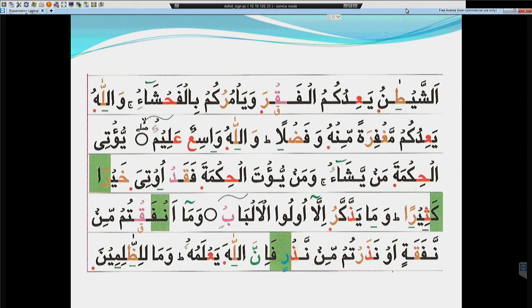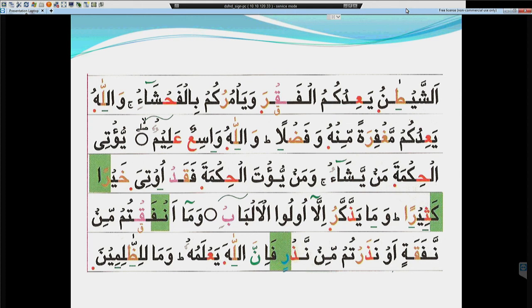وَمَن يُؤْتَ الْحِكْمَةَ فَقَدْ أُوتِيَ خَيْرًا كَثِيرًا. Khayran kathira. That rule, what is that rule? Ranka, what rule is that? Ikhfa nun sakin. Ikhfa nun sakin.